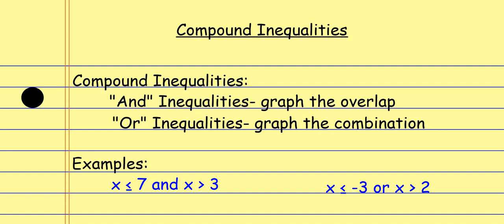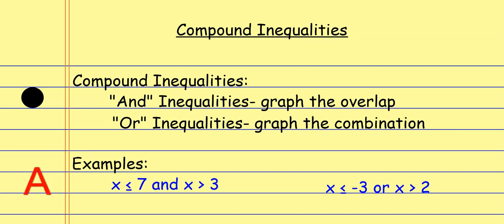So the word "and," the overlap, is basically what the two things have in common. It's this thing and this thing. So we're just looking for the points that count for both inequalities. Whereas the "or" is, hey, I could have this thing or this thing, so I graph each of those completely. And so here's what this looks like.